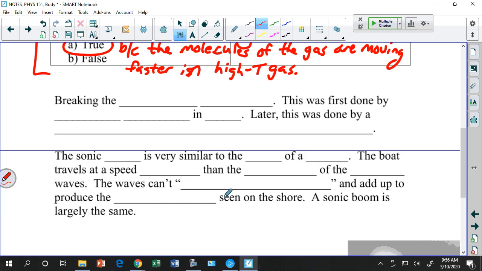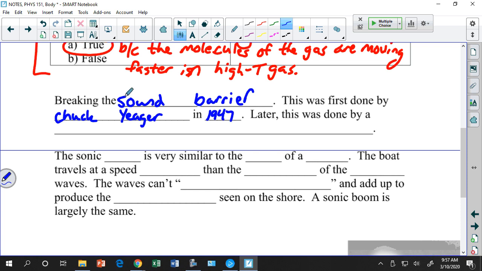So breaking the sound barrier. This was first done by Chuck Yeager in 1947, in an aircraft. But later this was done by a land vehicle. It was actually like a jet-powered car.